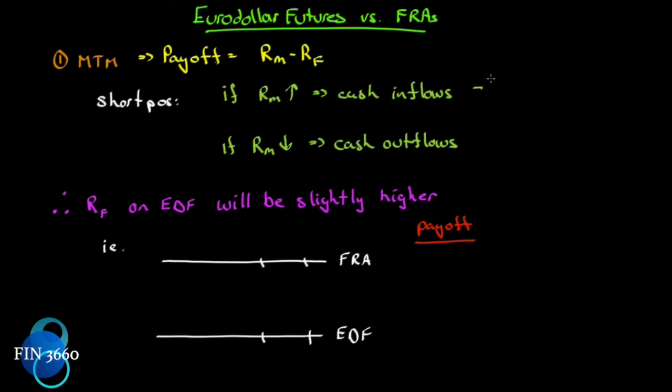But what's important to point out here is that we get cash when rates are up, when RM is higher. We will receive cash on any given day when the market interest rate is higher at the end of the day than it was at the beginning. So we're getting cash right when interest rates are higher. Well, that's good, isn't it?